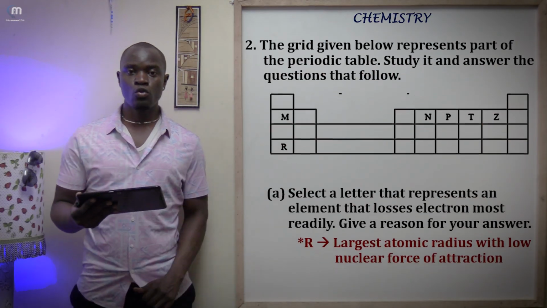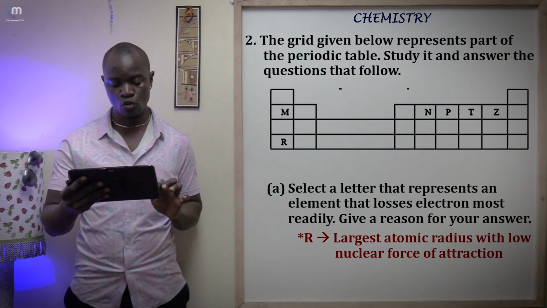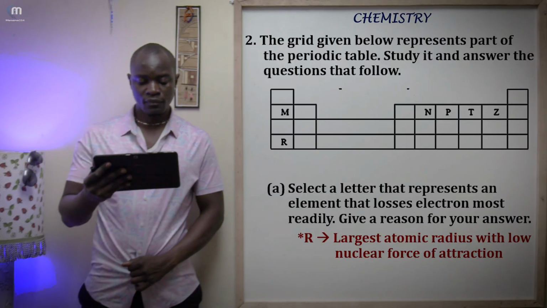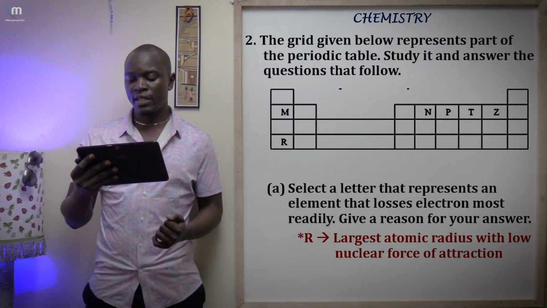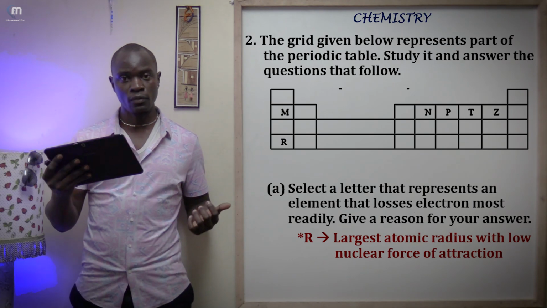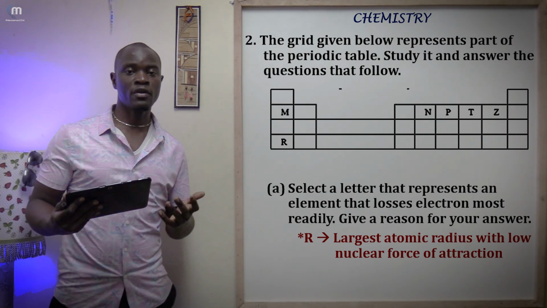So now let's go to the next question, which is question number 2 according to my case. Question number 2 is asking, the grid provided below represents part of the periodic table. Study it and answer the questions that follow. As you can see, this grid is a sample of the periodic table.